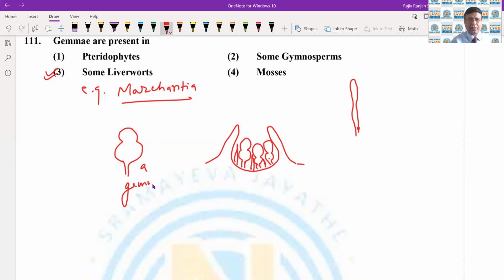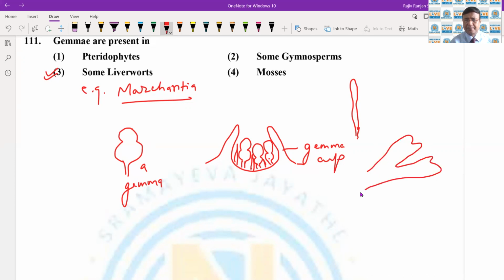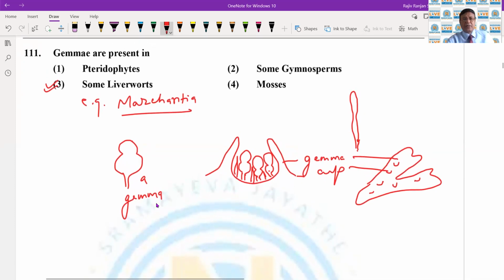So gemma is an adventitious structure. It is meant for vegetative propagation. And as it breaks down and falls upon the ground, it gives rise to the new plant. So this is a gemma, and it is a gemma cup, which is found on the surface of Marchantia. Such cup-shaped structures are known as gemma cups, and these gemma cups contain a number of these gemmae, which fall upon the ground, and ultimately they give rise to the new liverwort plant. So the correct option is C.